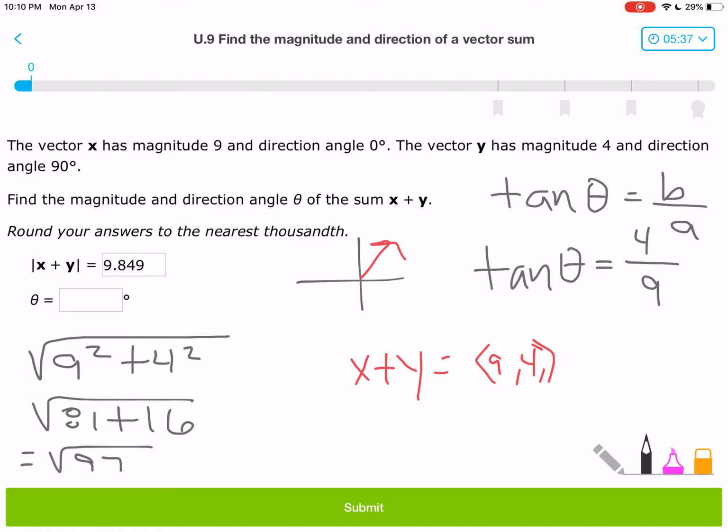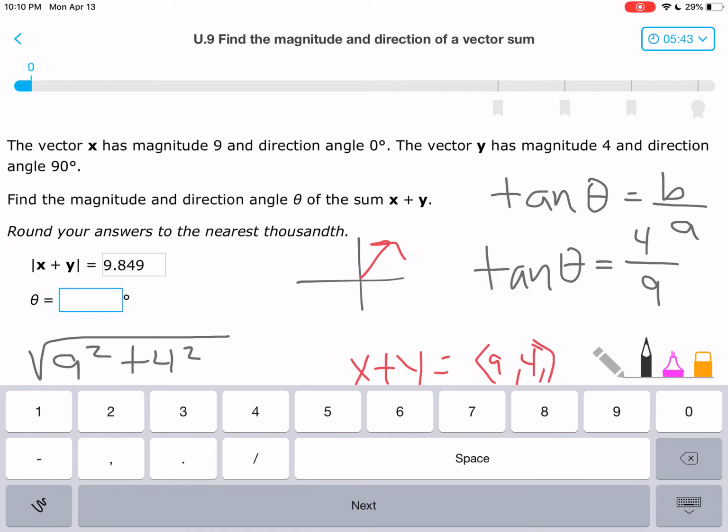Okay, so inverse tangent 4 over 9. I got a little over 23 degrees, so if I round it to the nearest thousandth, I'm going to get 23.962 degrees. 23.962 degrees to the nearest thousandth.